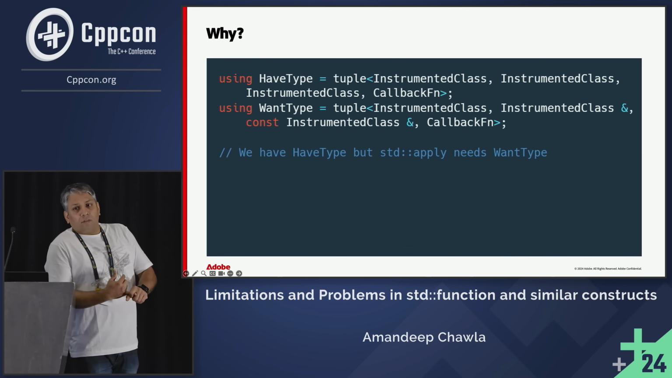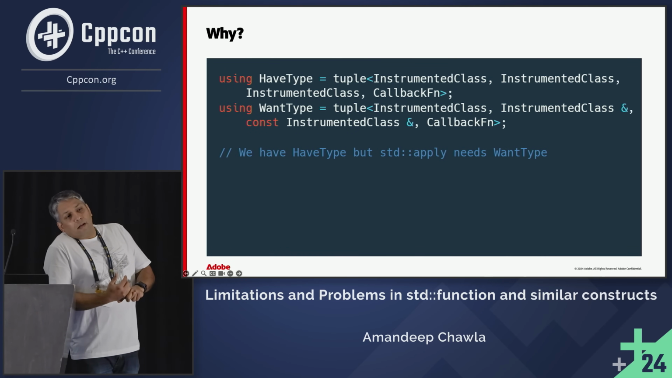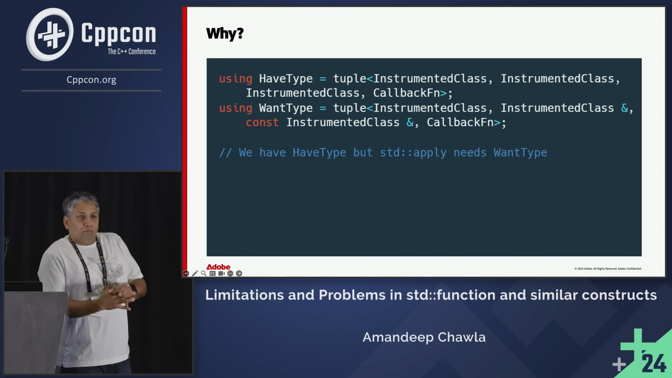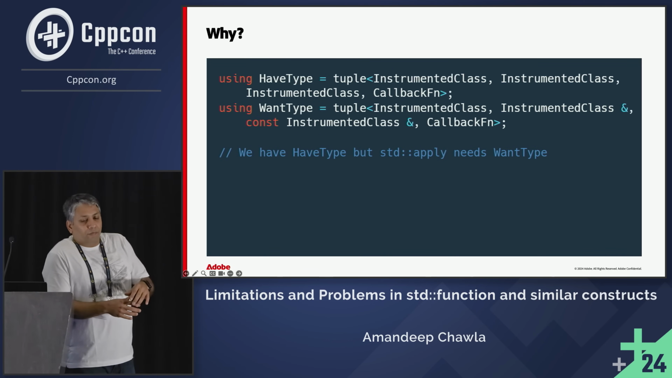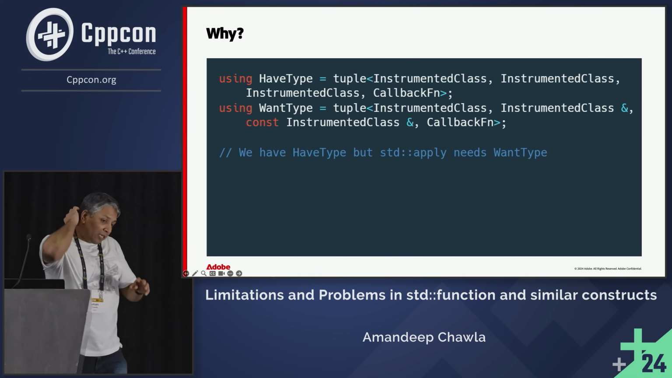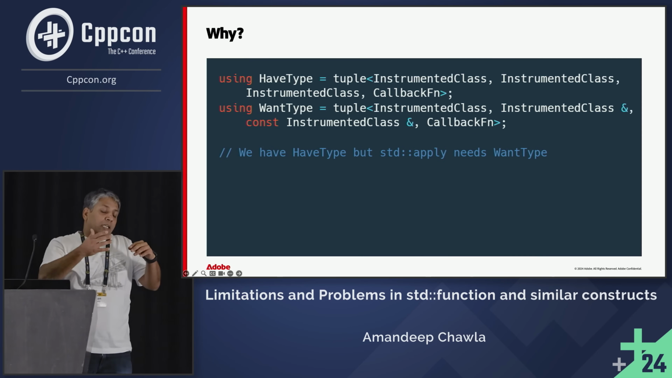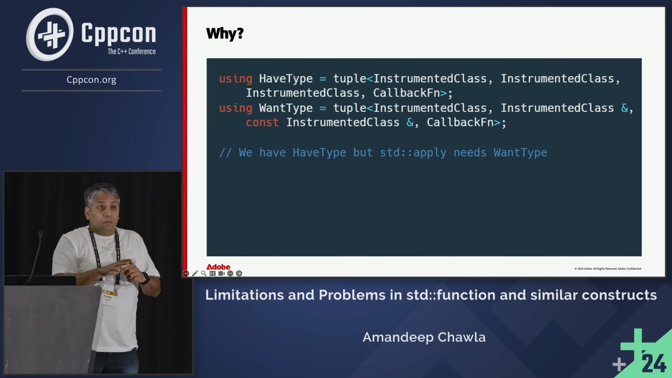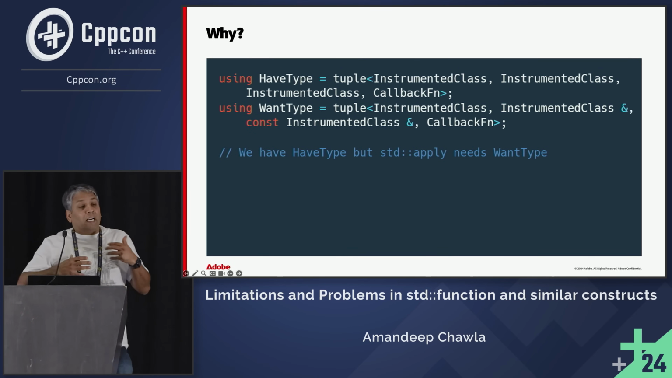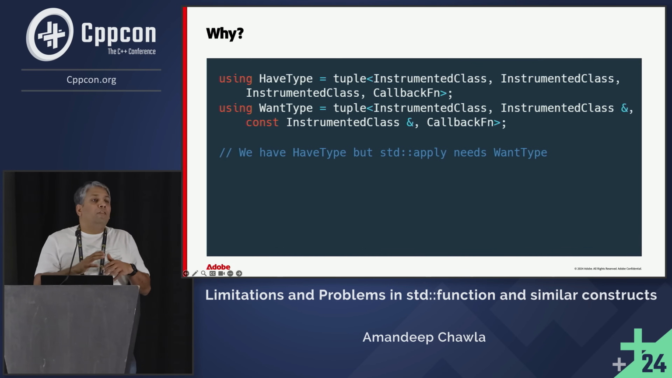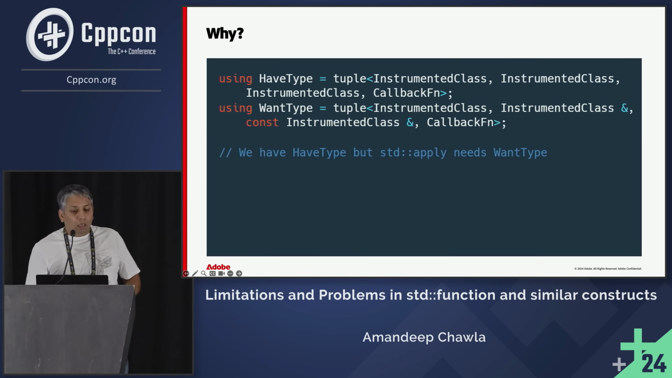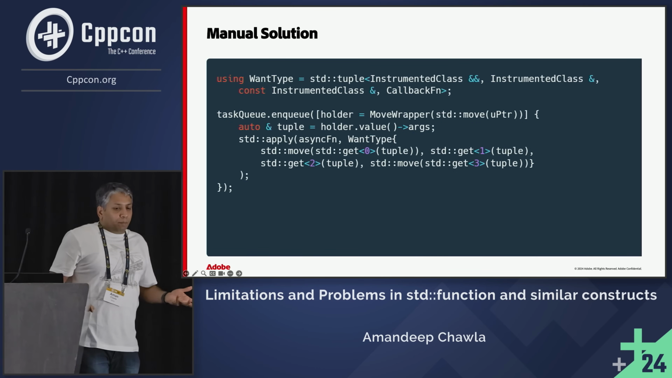Function needs first type as by value, the second one as reference, the third one as constant reference, and the callback function, even that is constant reference. That's around here. But this is the problem, that the type I have and the type applied and worked on are different. Okay. So if we can solve this problem, we are able to call the functions with the references too. Okay. So the manual solution is very simple.